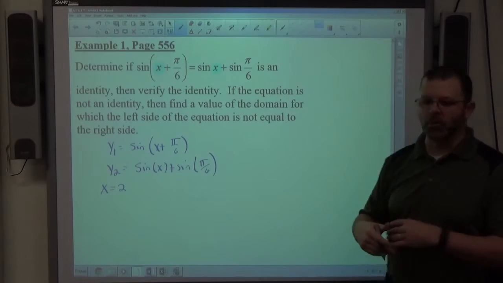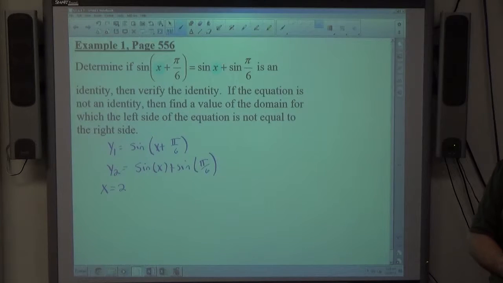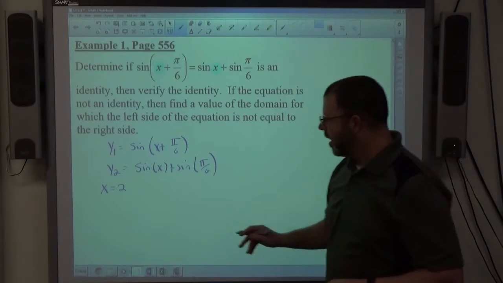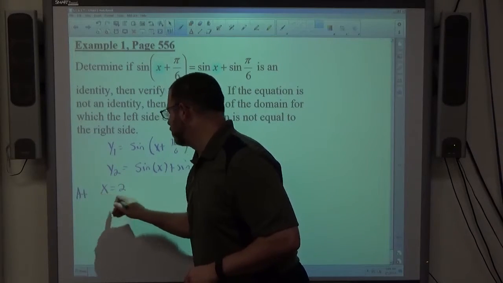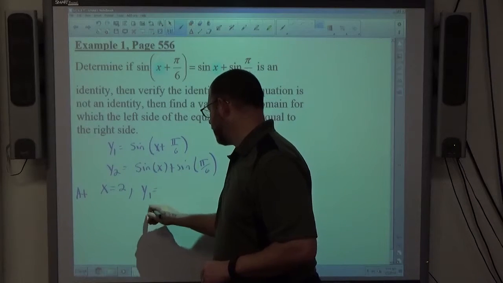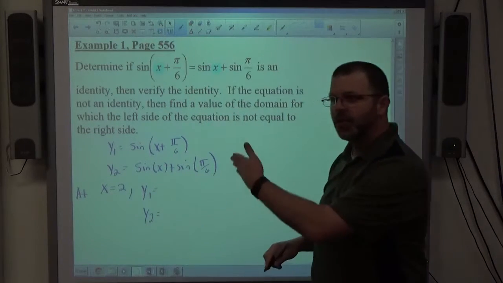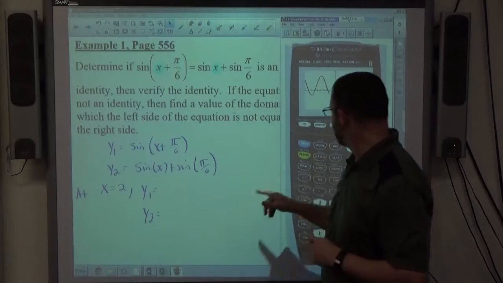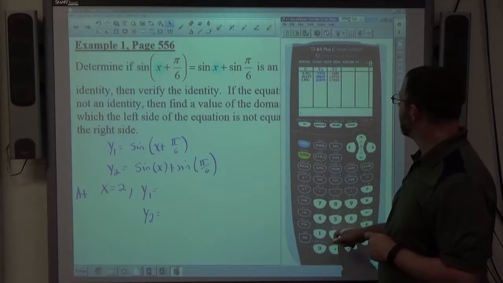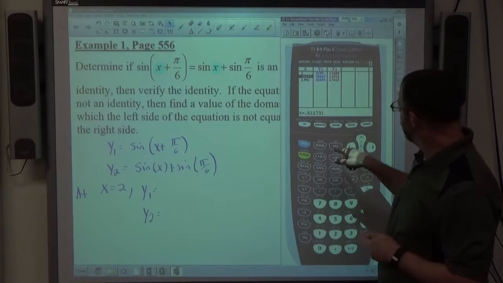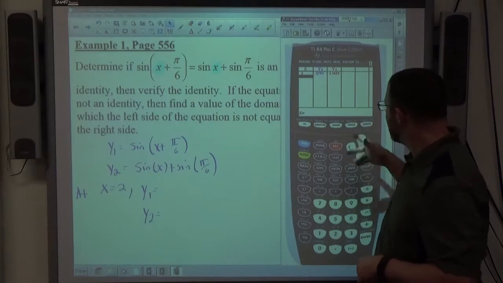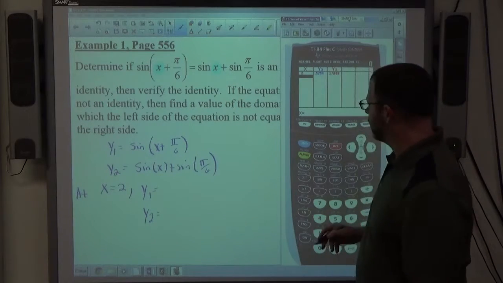I want you to write on your paper what you're entering in your calculators as the functions. If it is not an identity, I want you to identify a value of x where they're not equal. And you can say at x equals 2, y1 equals, and y2 equals. Those should be different numbers. The way we determine the values of y1 and y2 is we simply go to our table and type in the number 2. And you can see very clearly y1 and y2 listed there. They aren't the same number. A couple decimal places is sufficient to demonstrate that.